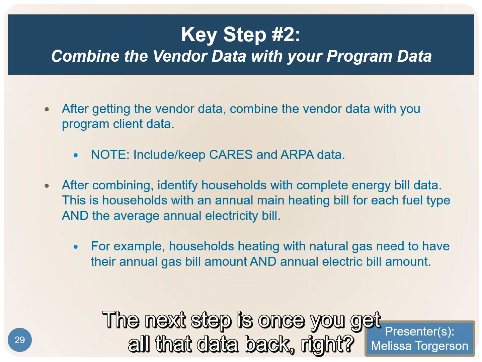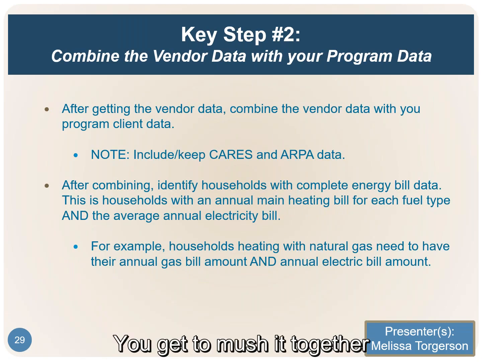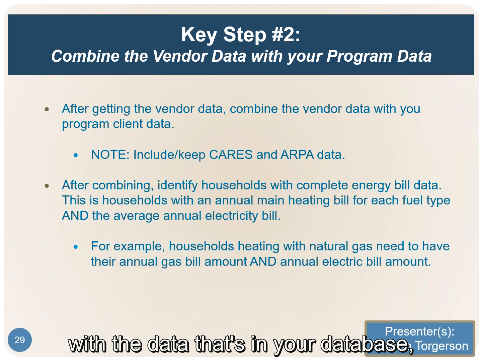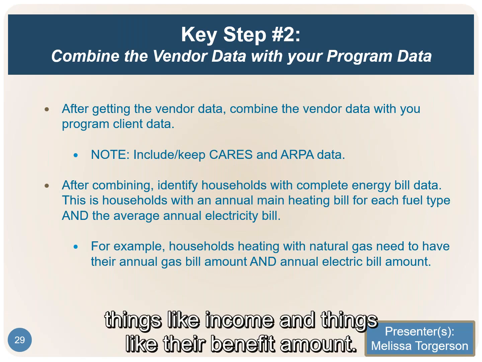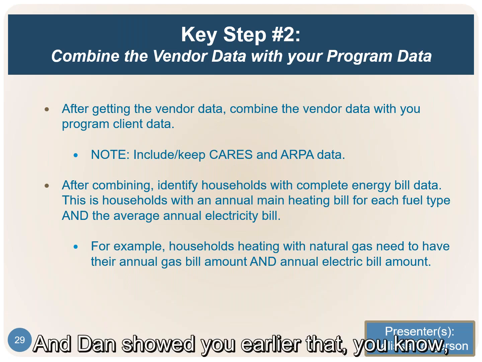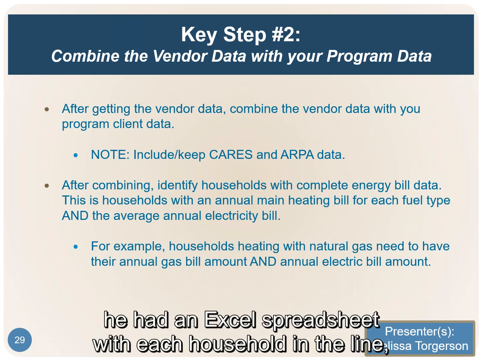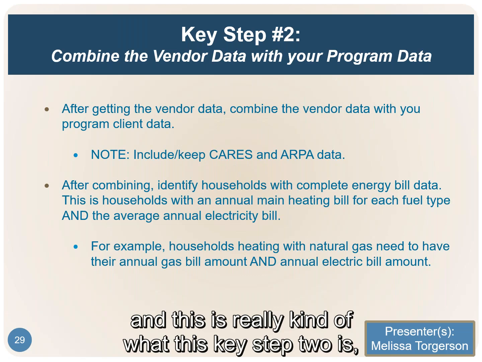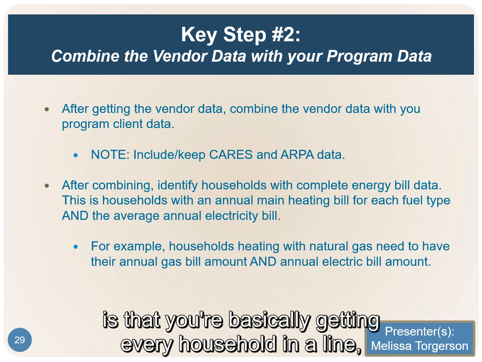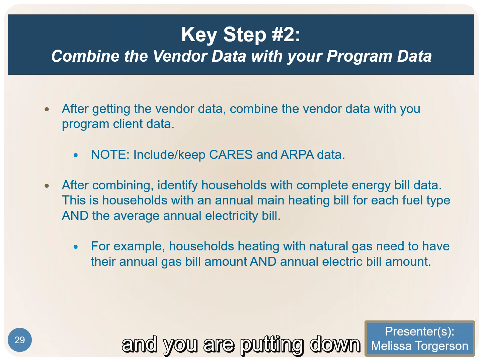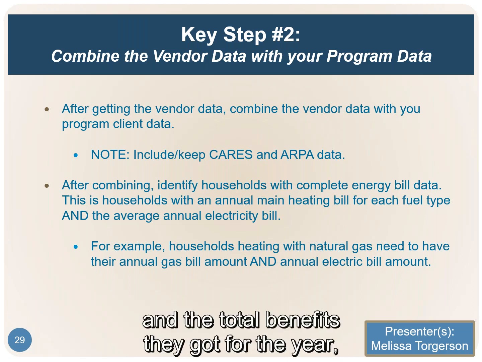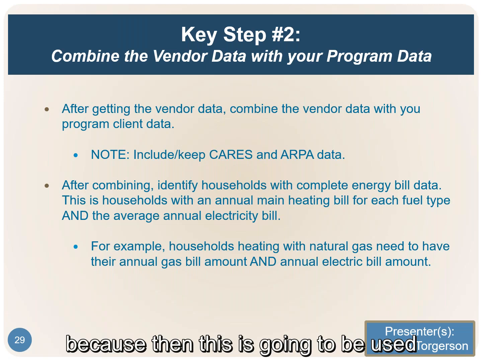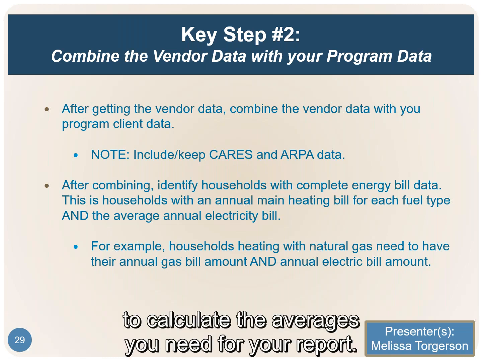The next step is, once you get all that data back, you get to mush it together with the data that's in your database, things like income and their benefit amount. And Dan showed you earlier that he had an Excel spreadsheet with each household on the line. And this is really what key step 2 is, that you're basically getting every household in a line, and you are putting down their annual main heating expenditures, electric expenditures, the total benefits they got for the year, and their annual income, because then this is going to be used to calculate the averages you need for your report.